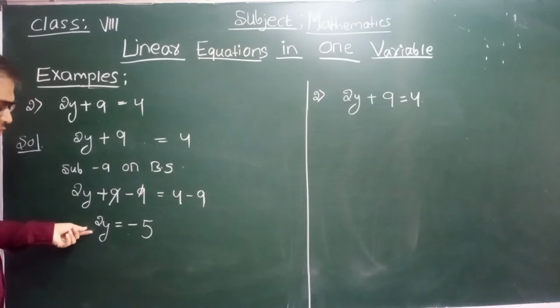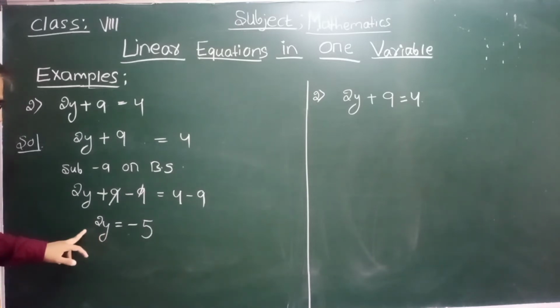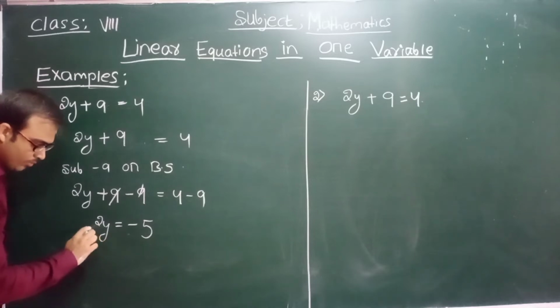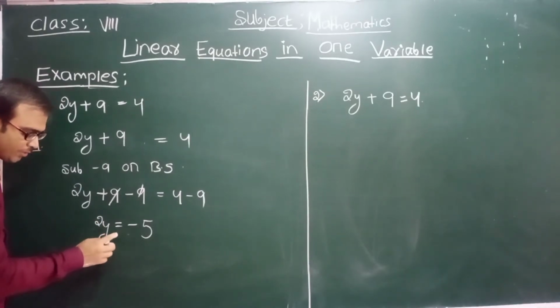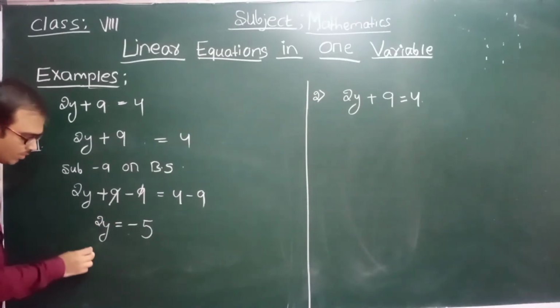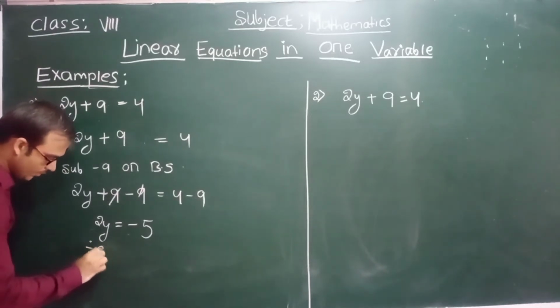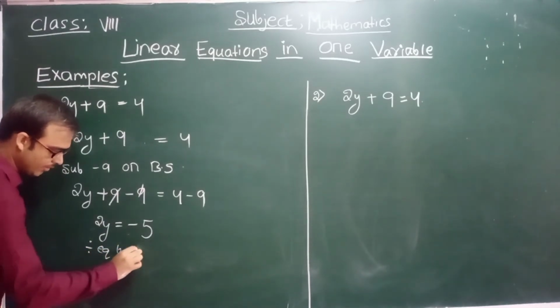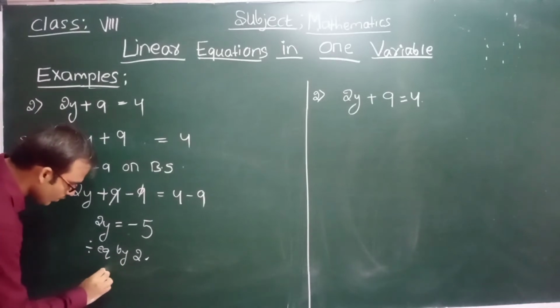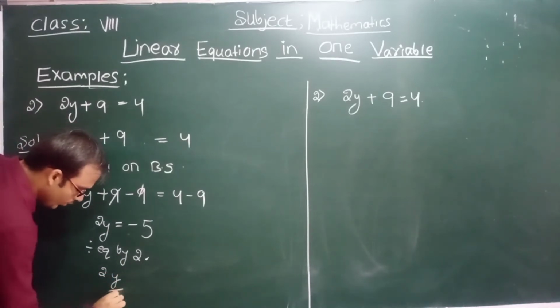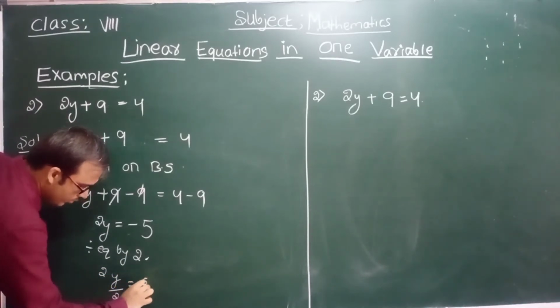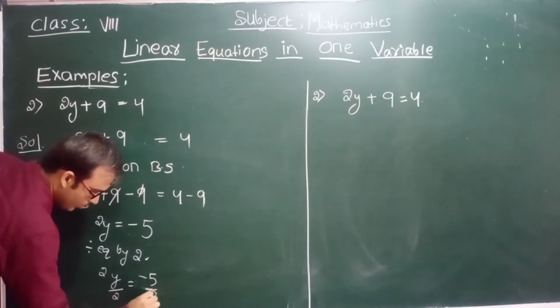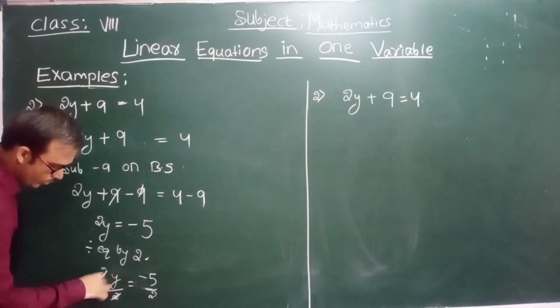Now here 2 is there. In order to remove this 2, what do we need to do? It is in multiplication, that is 2y means 2 into y. So if you want to remove this 2, we need to divide by 2. Divide the equation by 2. So 2y by 2 equals minus 5 by 2. Okay, now the 2 gets cancelled.